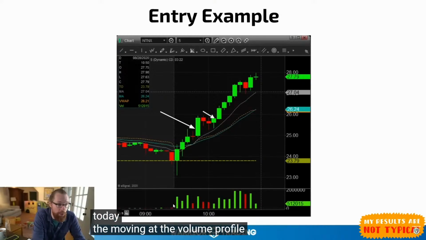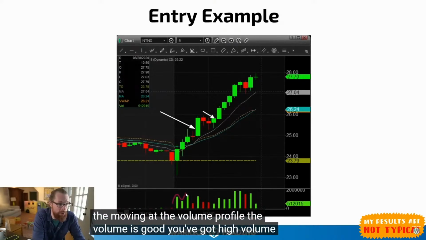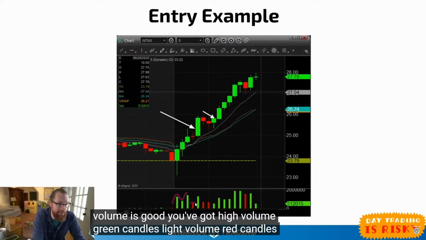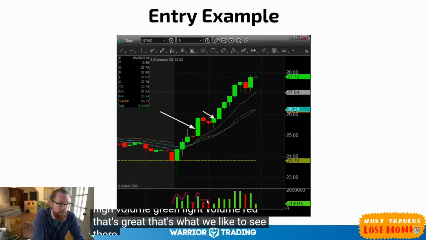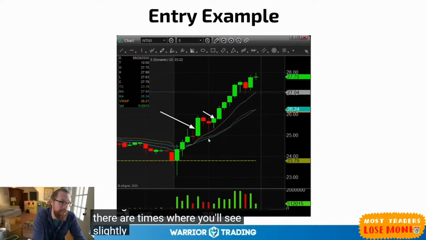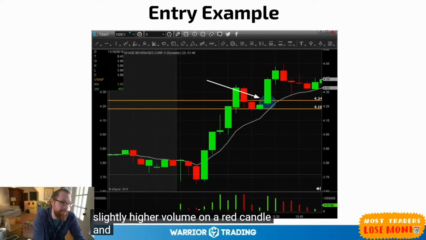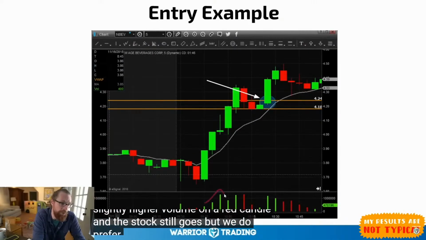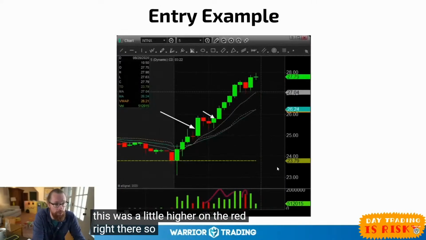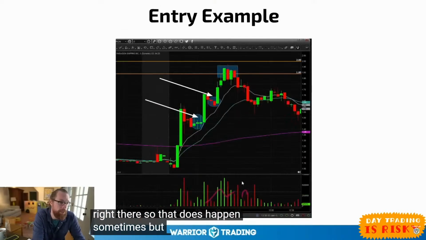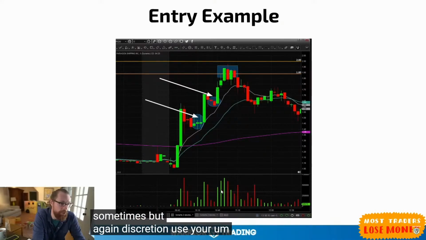The volume profile, the volume is good. You've got high volume green candles, light volume red candles. High volume green, light volume red. That's great. That's what we like to see. There are times where you'll see slightly higher volume on a red candle and the stock still goes, but we do prefer to see higher volume on green. This was a little higher on the red right there. So that does happen sometimes, but again, use your discretion.